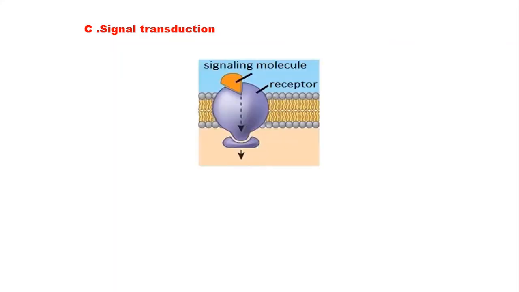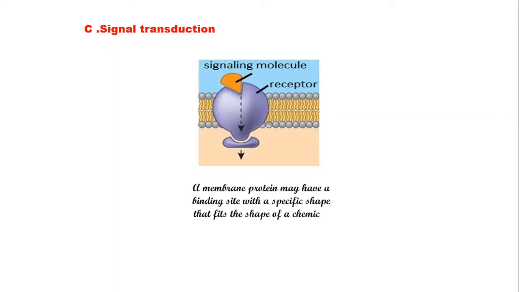Next function, signal transduction. A membrane protein may have a binding site with a specific shape that fits the shape of a chemical messenger, such as a hormone. The external messenger or signal may cause a conformational change in the protein or receptor that relays the message to the inside of the cell.